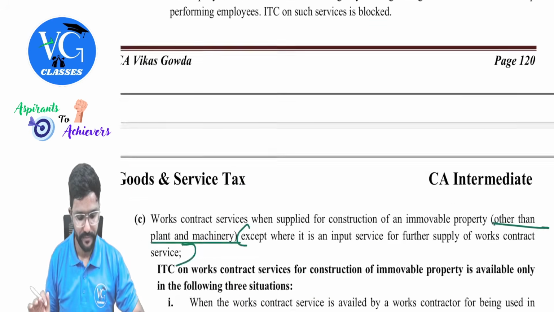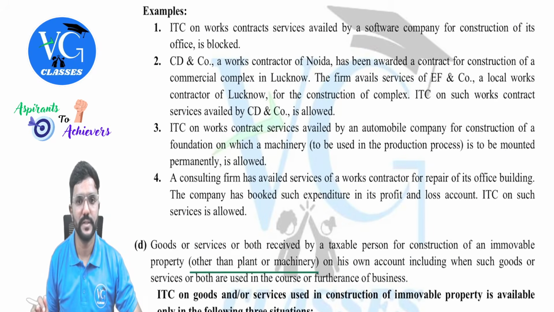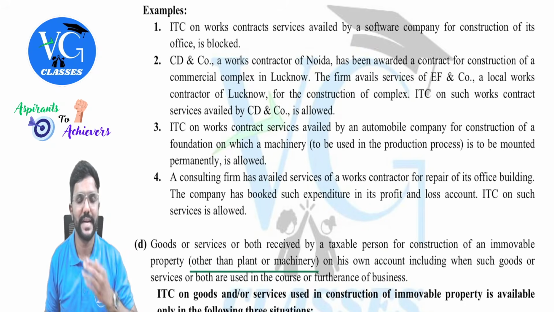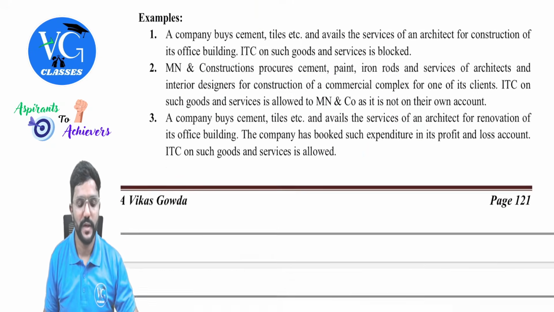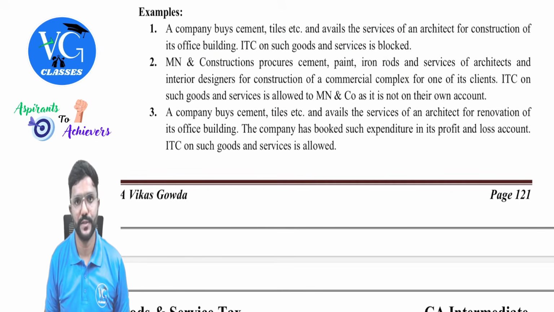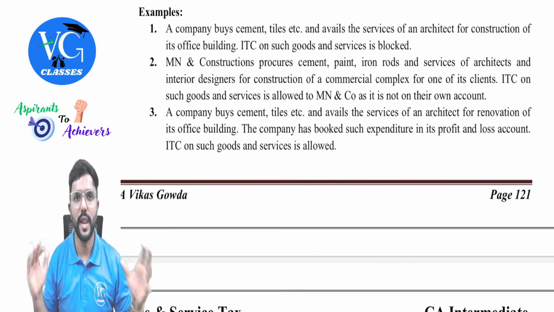Okay. Hope you're done. And this is for clause C. Works contract services. Then this is for clause D. Goods or services used in the construction of immobile property.